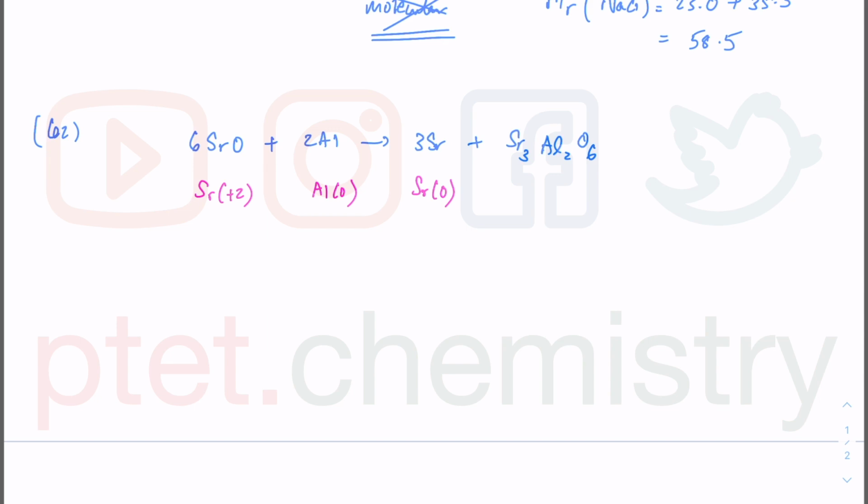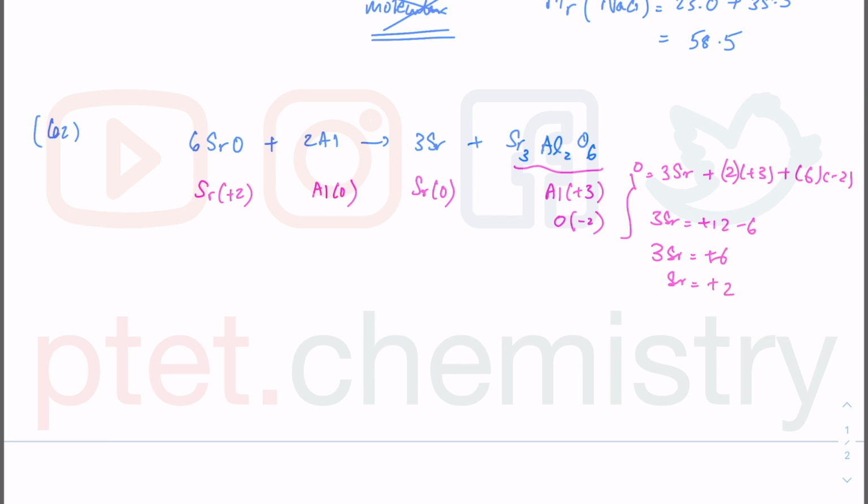If each aluminium is +3 and each oxygen is -2, then what you're going to get is 3 strontium plus 2 times +3 plus 6 times -2 is equal to 0. So 3 strontium equal to +12 minus 6. 3 strontium equal to +6.